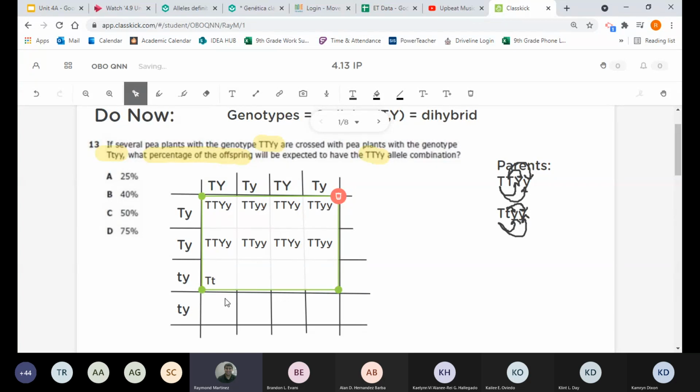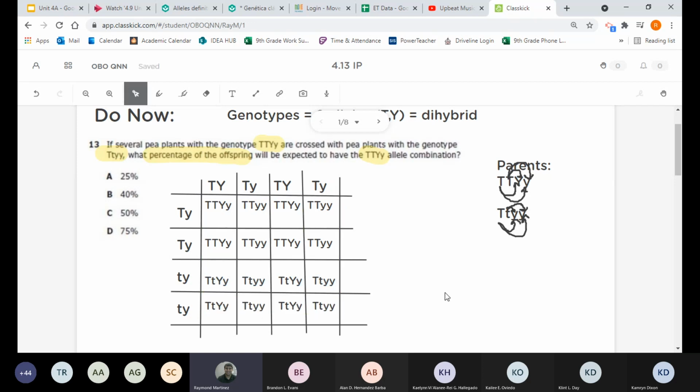So big T, big Y, little y, big T, little y, big T, big Y, little y, and big T, little y. And like I said, you don't have to do too much work. You can just copy that. And there you go. Now we have our completed dihybrid cross.